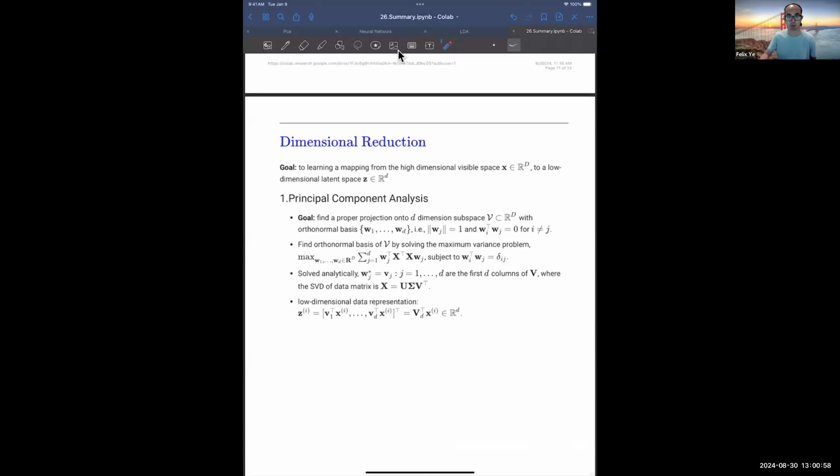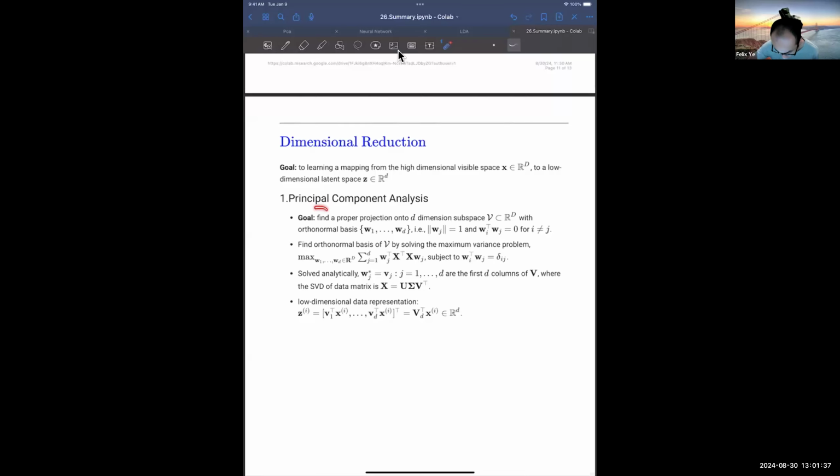So at last, we talk very briefly about dimension reduction, which is the fourth part of this course. In general, dimension reduction is to learn a mapping from high dimensional spaces, R^D, into a low dimensional latent space Z. This latent space Z is not observed. What we actually observe is data in R^D.